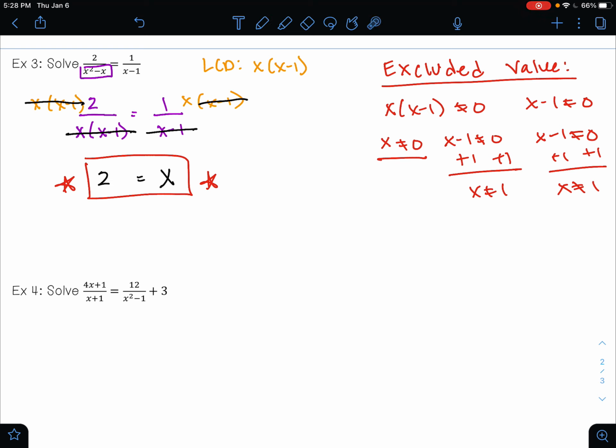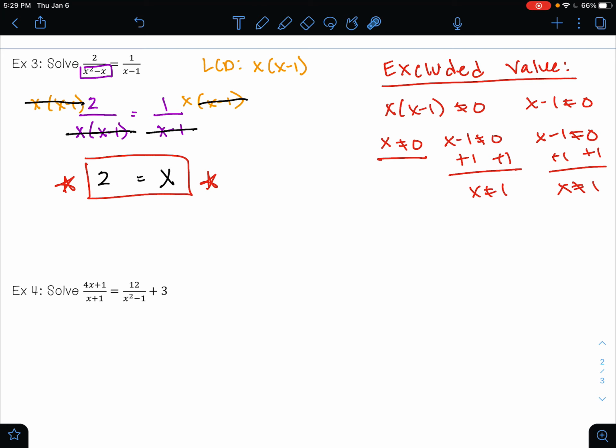Now, some of you might look at this problem and say, okay, couldn't I just cross multiply to solve this? And the answer is yes, absolutely you could. You could multiply these together, you could multiply these together and solve that way. In this example, it's going to give you a quadratic, and so you'll have to solve that quadratic using one of the 4 methods that we learned in a previous unit. This way is the easier way.